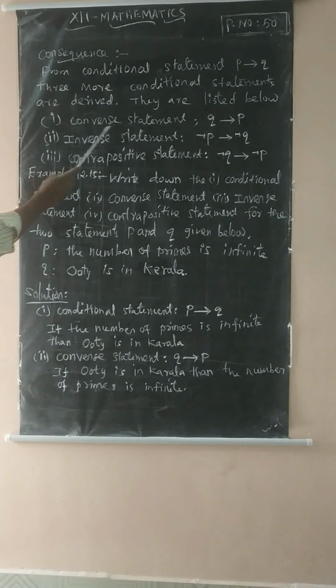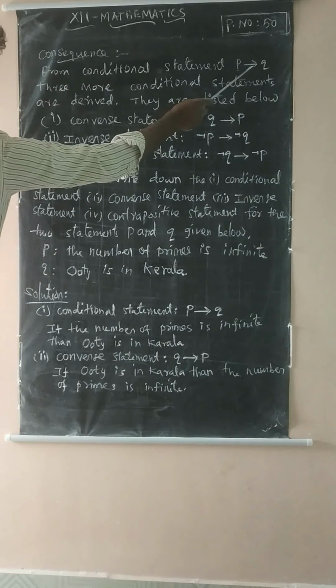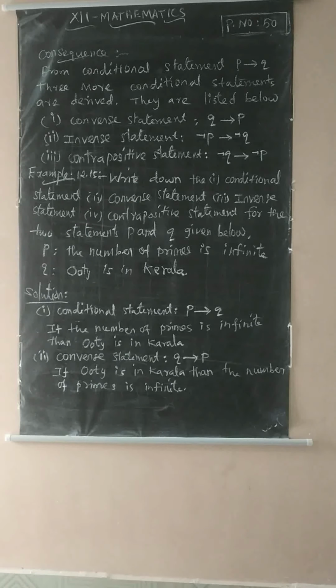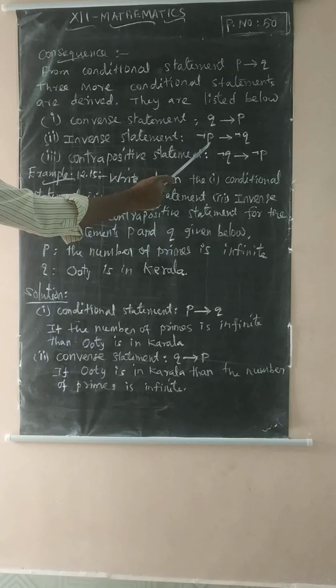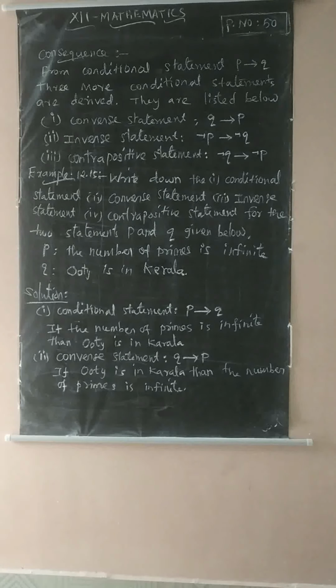That is called the converse statement. Number two, the inverse statement. Inverse statement is nothing but negation P conditional to negation Q. And then the contrapositive statement. It is the converse, that means negation Q conditional to negation P. That is the contrapositive statement. Based on these, some problems are there.